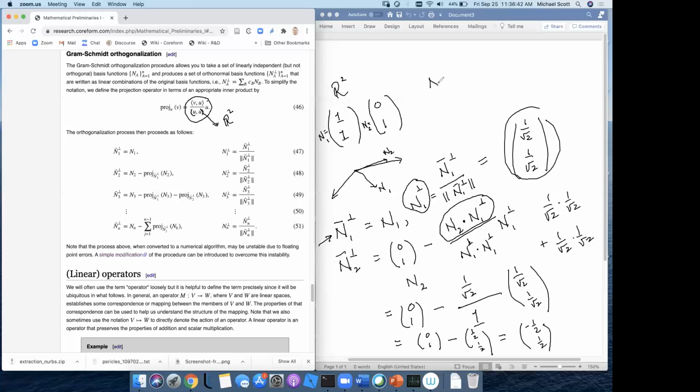We have N1. So they're not orthonormal. There's one more step. I keep forgetting that last step, which is that we take this guy here, N2 bar, and we're going to take the norm. Can somebody figure that out for me?